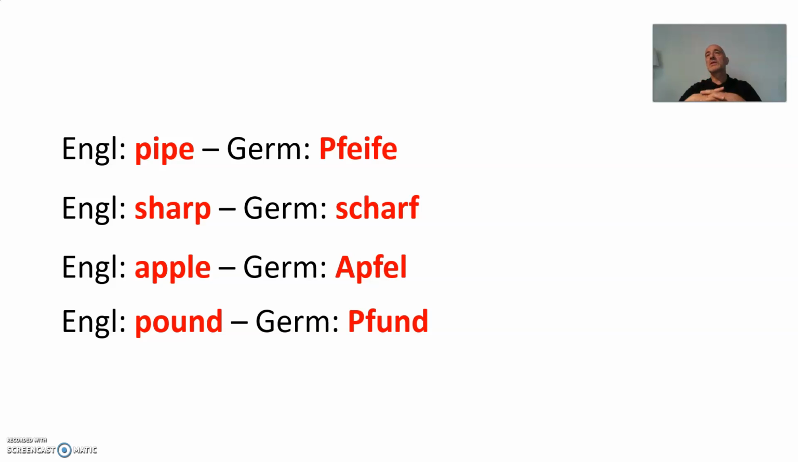Or more examples here. Very regular. Pipe, Pfeife. Sharp, scharf, it's the p we are looking at here. Apple, Apfel, or pound, Pfund, and so on. Loads and loads of words like that. And there you see, it's very, very regular.